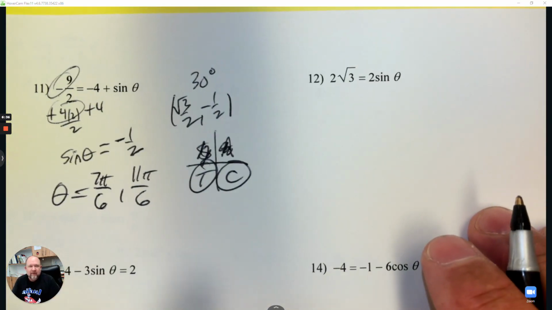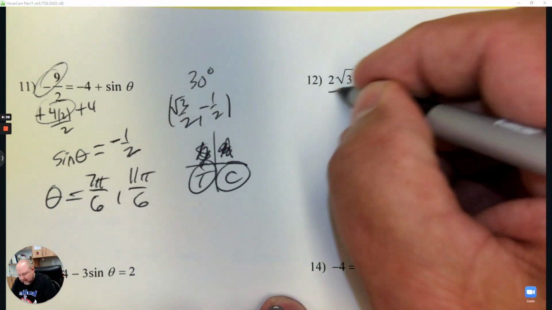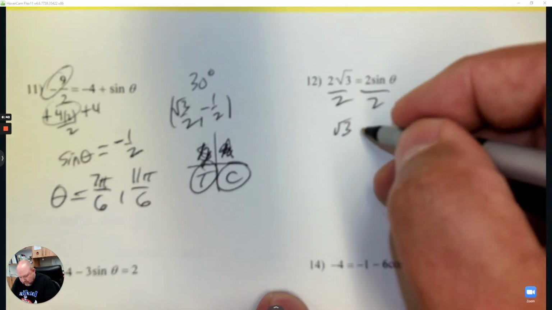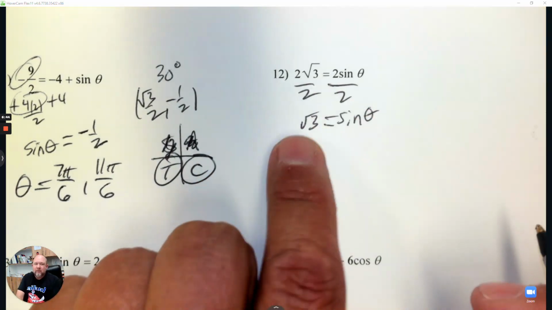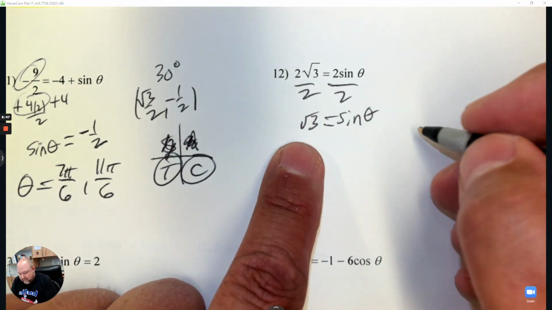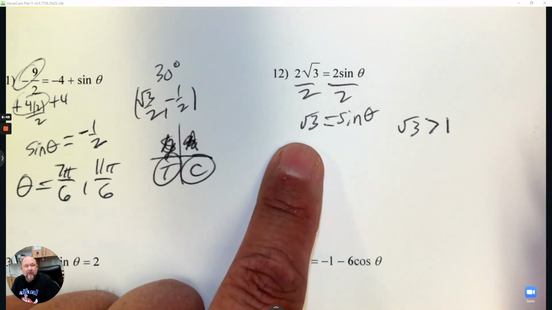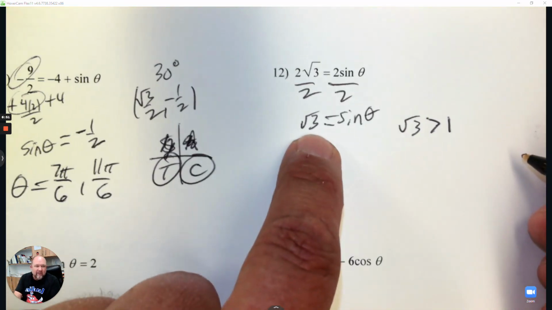Number 12, press pause and try it. To get sine by itself, divide by 2. This one's a trick question. If this said tangent theta equals root 3, well, we'd have an answer. But root 3 is bigger than 1. Why does that matter? Because this is outside the restriction.